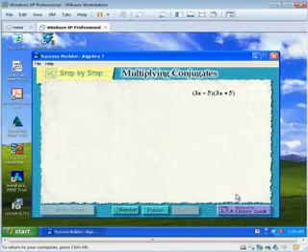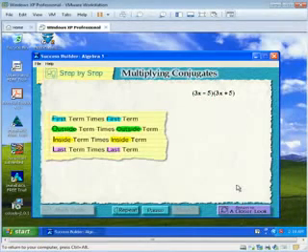The binomial factors, the quantity 3x minus 5 and the quantity 3x plus 5, are very similar. The only difference is the sign between the two terms. When this happens, the binomials are called conjugates. To multiply conjugates, we use the FOIL method.